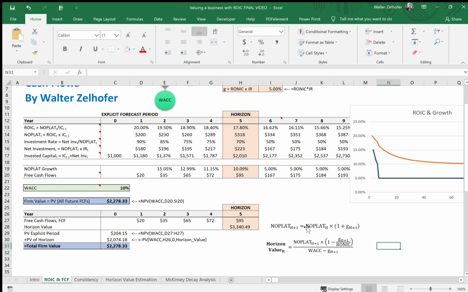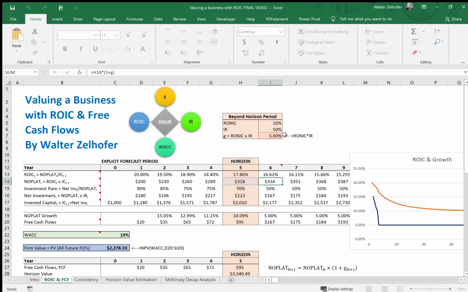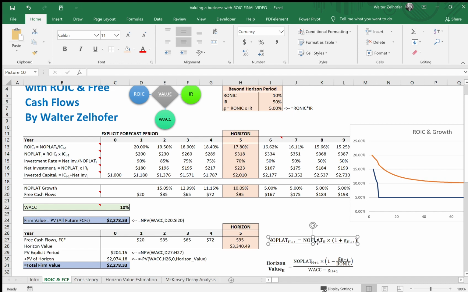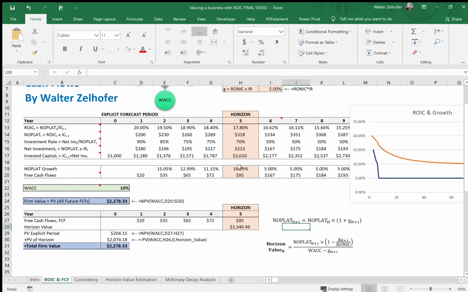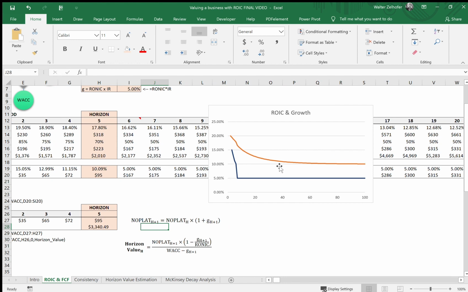If you use this to figure out what your operating profits are in the next year, this one right here, the 334, and the way I found that is I took my horizon period, the last one in my explicit forecasting period, and I just bumped it up by the 5% growth rate. If you use this to estimate the net operating profits after tax 1 year after the end of your timeline, then your return on invested capital will decay basically exponentially to your target.